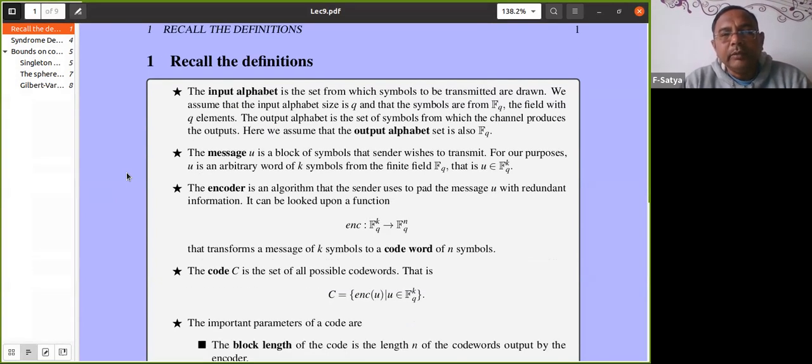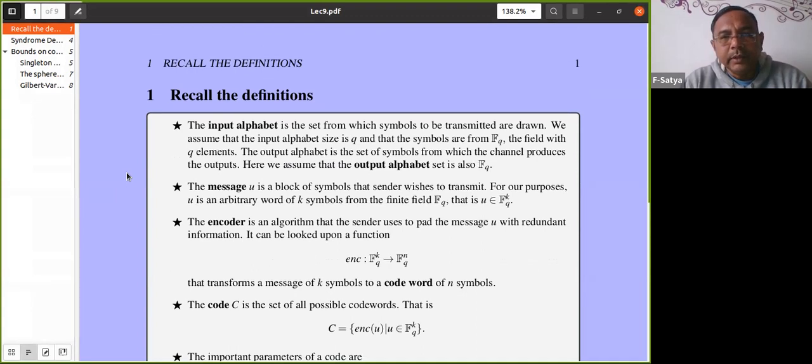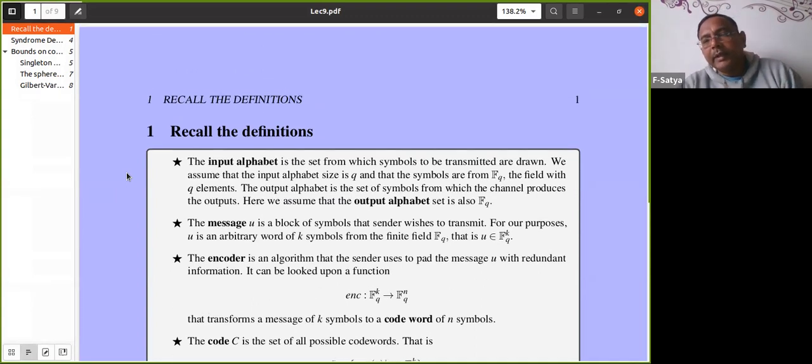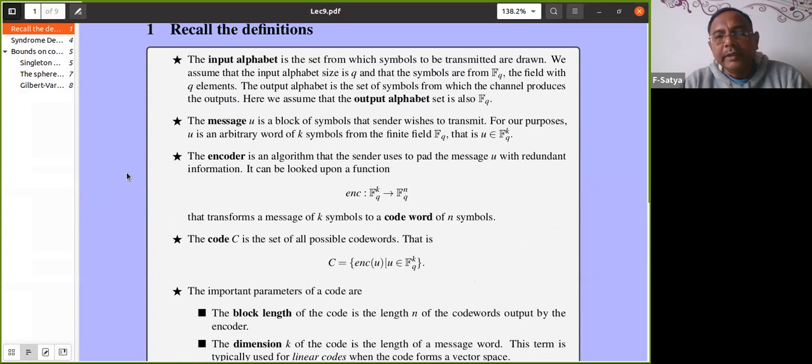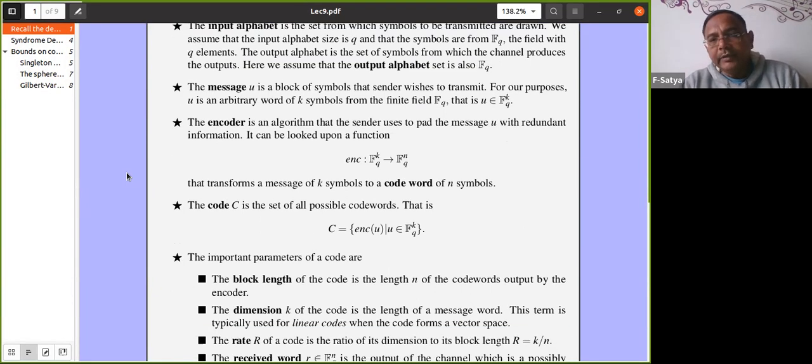So you know that the input alphabet is alpha, and the output alphabet is FQ, the finite field FQ, in this course. The message u is a block of symbols from FQ power k. The encoder is a map from FQ power k to FQ power n, right? So the code C is exactly the image of this encoder function. That means it takes an element from FQ power k and maps it to FQ power n, right?